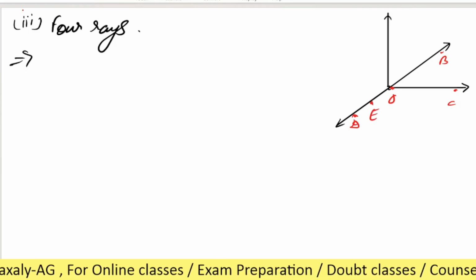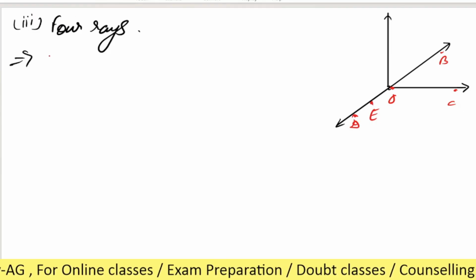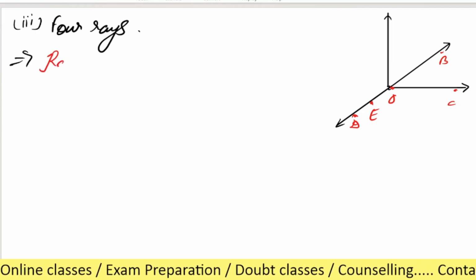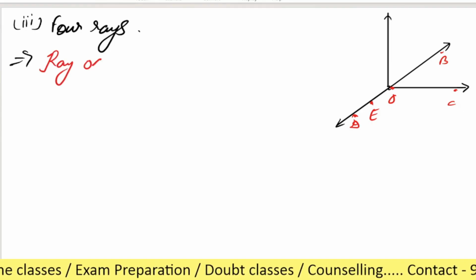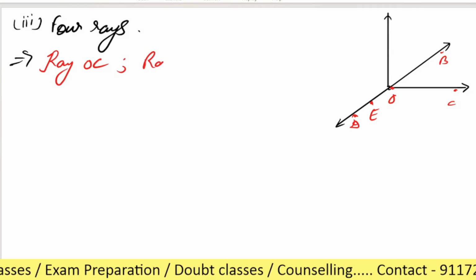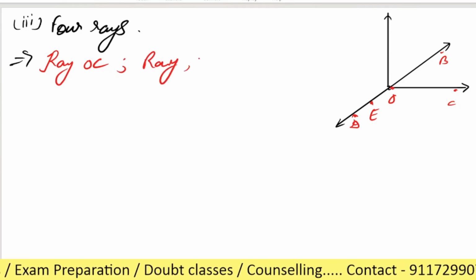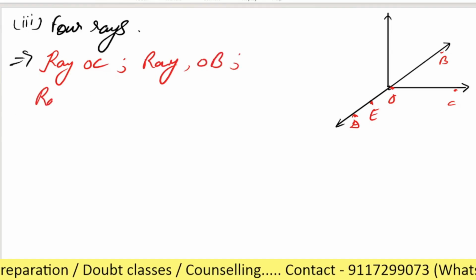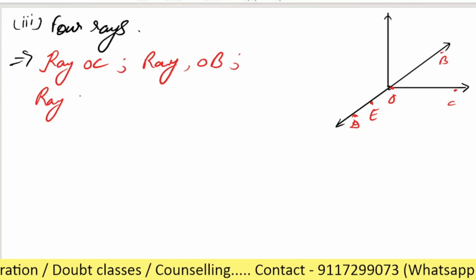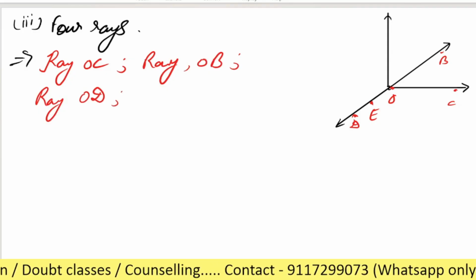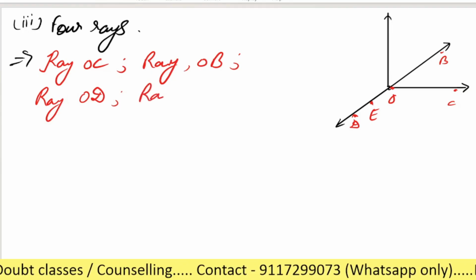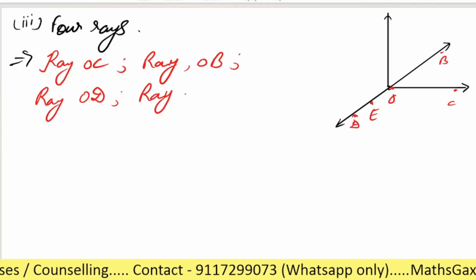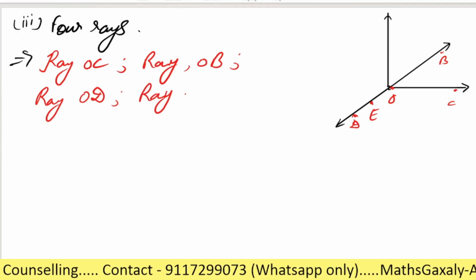Now tell me, what are the four rays? One is ray OC. Very good. Then ray OB. Very good. Then ray OD. Wow, that's great, good observation. Next one, sir, ray OE.